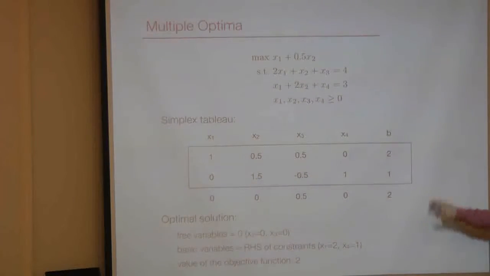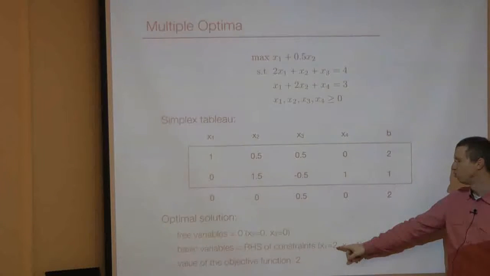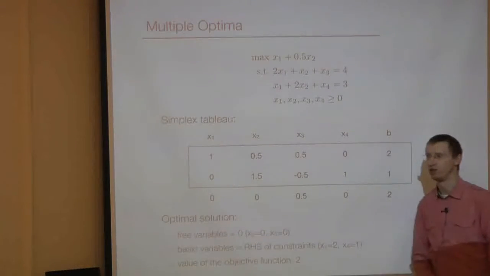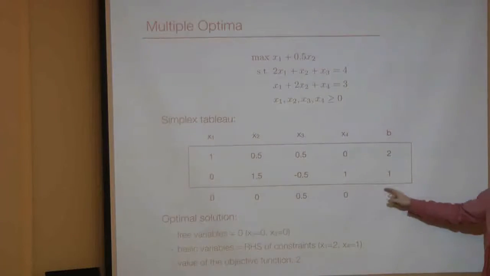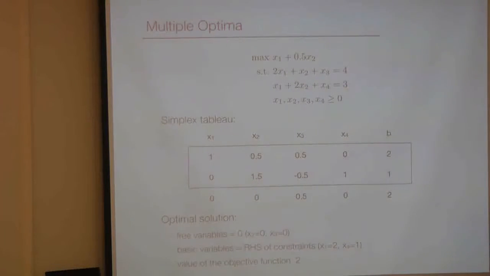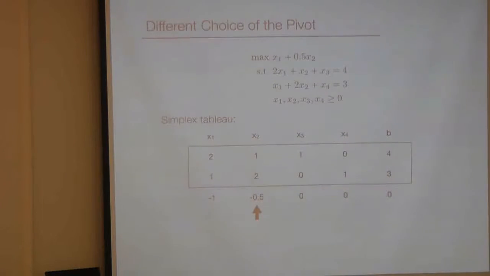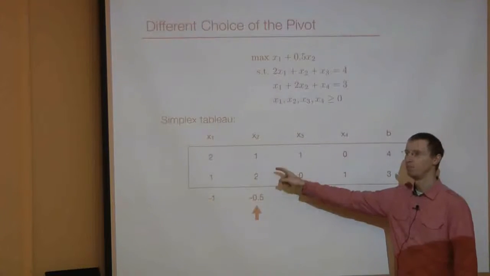So the optimal solution of this problem is x1 equal to 2, x2 equal to 0. That's the optimal solution, and the value of the objective function is 2. Okay? So by performing a single pivot operation, we have found the optimal solution. Okay? But let us consider that for any reason, for instance, by modifying the heuristics, we would choose this variable as the pivoting variable.